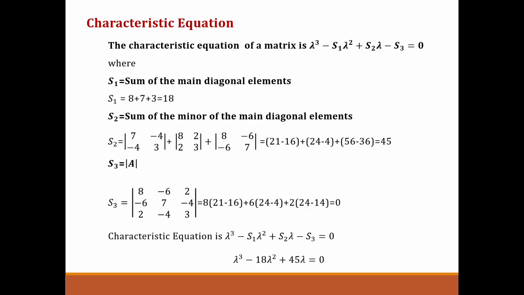Next, S3 is equal to determinant A, and solving this determinant, we can get S3 equal to 0. Applying S1, S2, S3 in the characteristic equation of the general form, we can get lambda cube minus 18 lambda squared plus 45 lambda equal to 0.